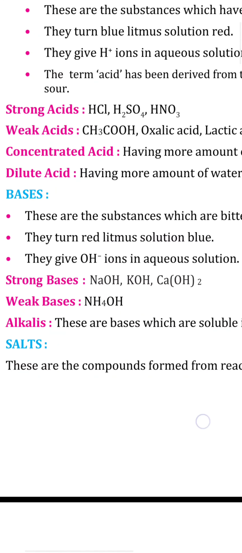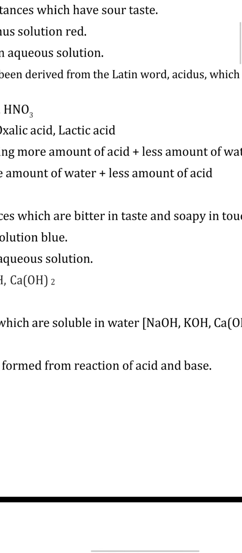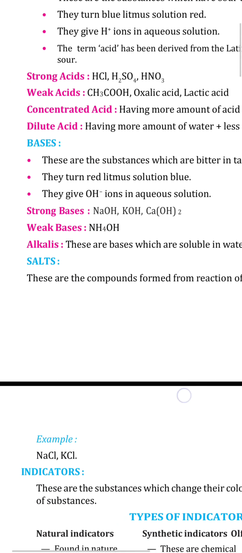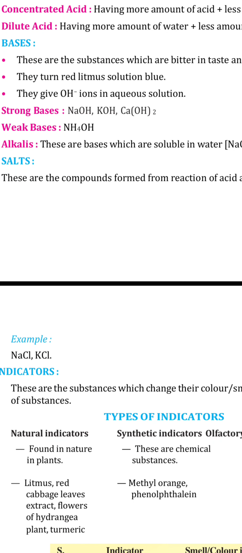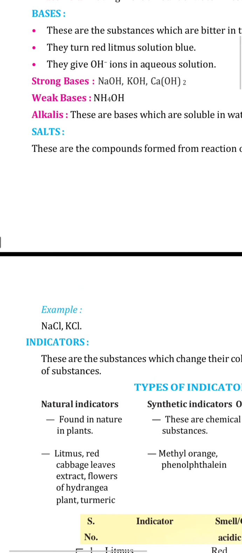Salts. These are the compounds formed by the reactions of acids and bases. Those are called salts. Like sodium chloride, potassium chloride, calcium chloride, iron chloride, aluminum chloride and sulfate, etc. Indicator. These are the substances which change their colors or smells in different types of substances.